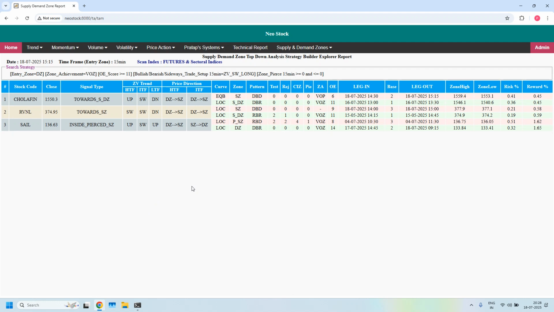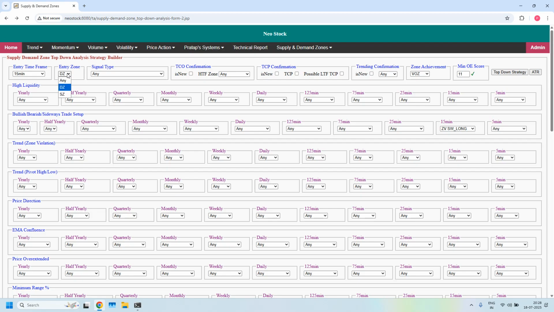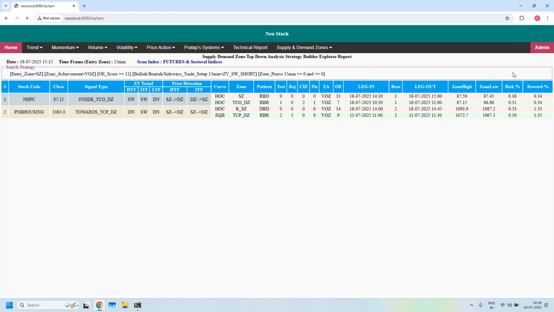These 3 are supporting sideways long trade setup for daily income trade, and entry time frame zones are 15 minutes demand zones. This stock is already listed in previous reports. See, already tested twice this one. Next, sideways short trade setup, 15 minute supply zone and also sideways short. We got 2 stocks. Entry time frame zones are 15 minute supply zones.